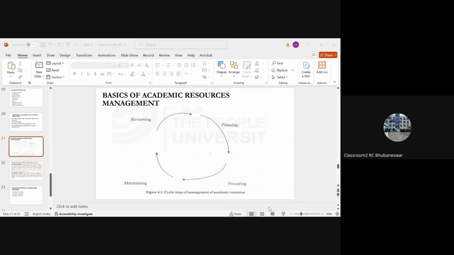Then receiving. Delivery से सप्लाई देला पर हम रिसीव करबा. Then stock entry, after receiving everything will be entered into the stock register of the school and college.